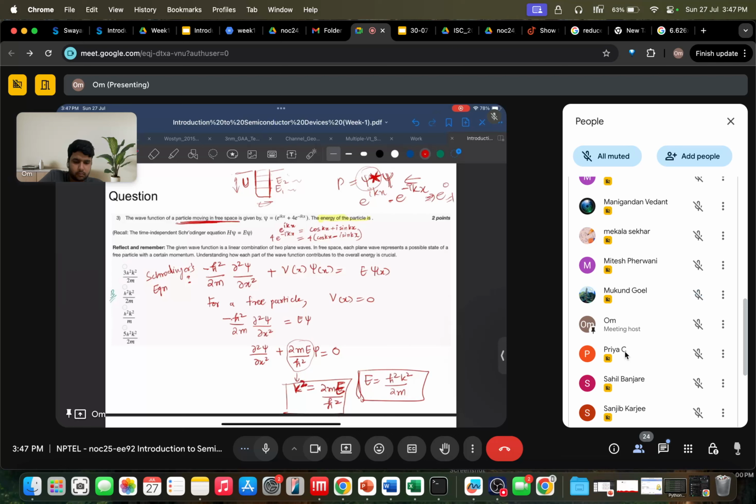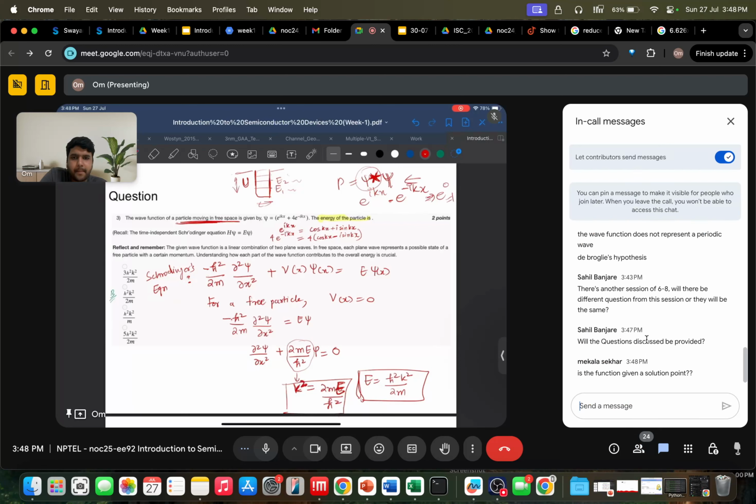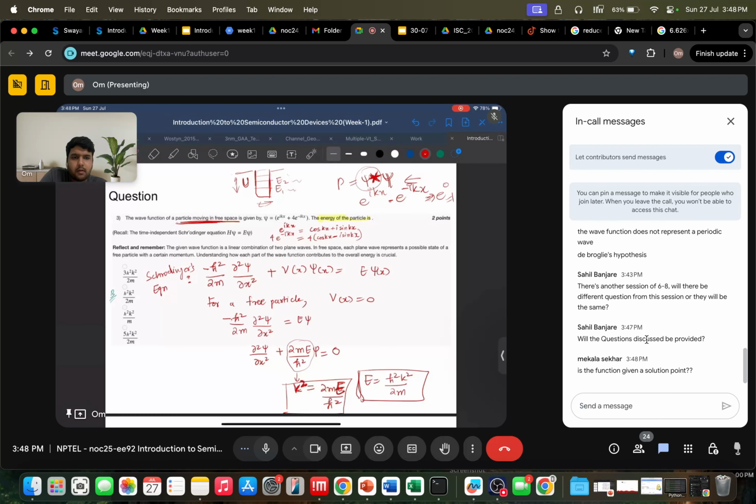Okay, so Michaela, again, I don't understand this question. Function given a solution point. Which function and which solution point are we talking about?